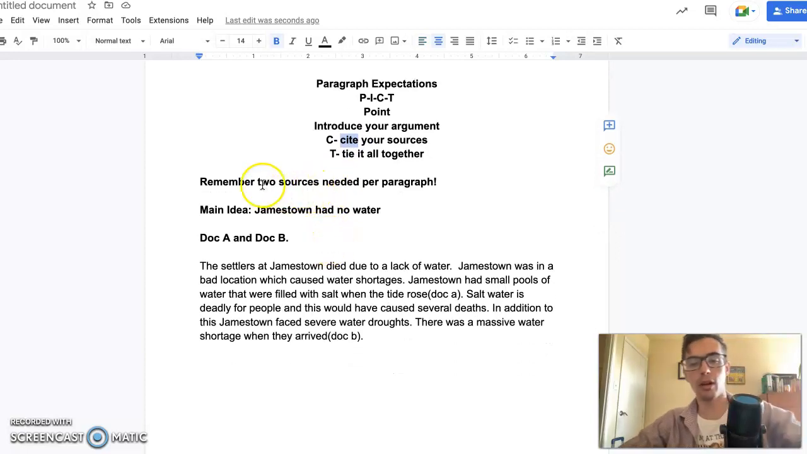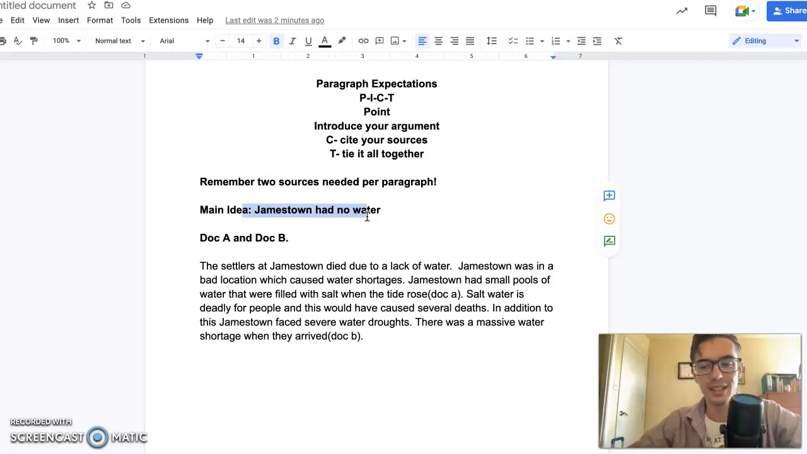So in this case, I'm going to write a paragraph with the main idea: Jamestown had no water. Now please note, I'm showing you this paragraph. If you write it word for word, you're not going to get credit for it, right? So you've got to use your own words.